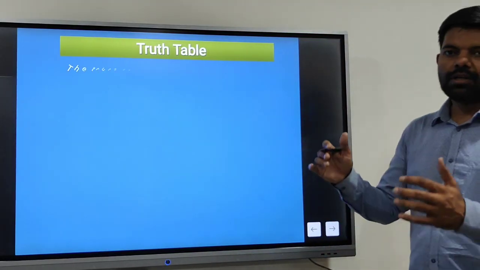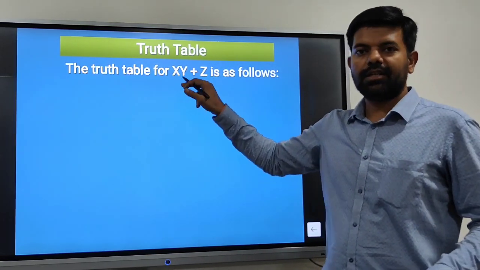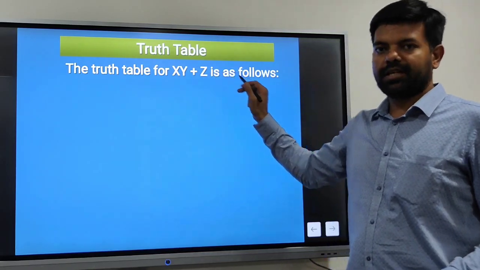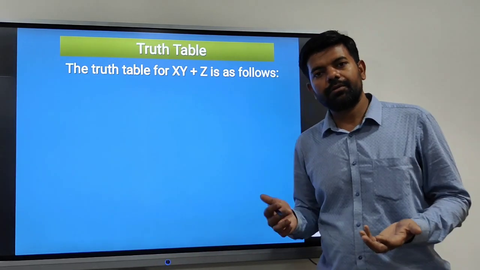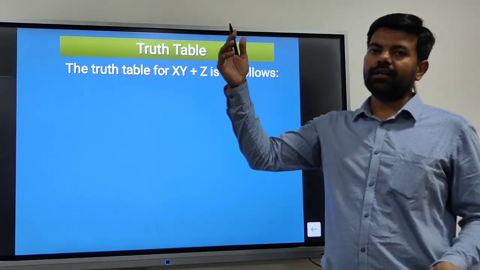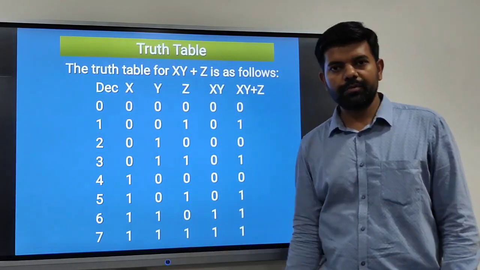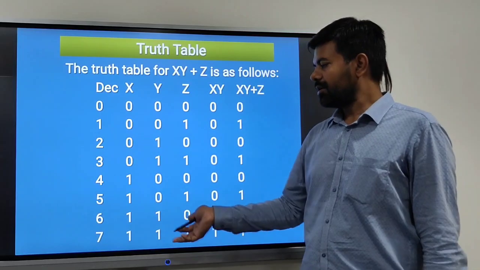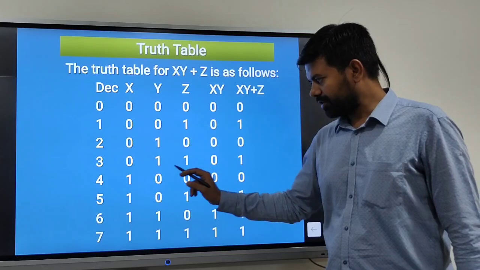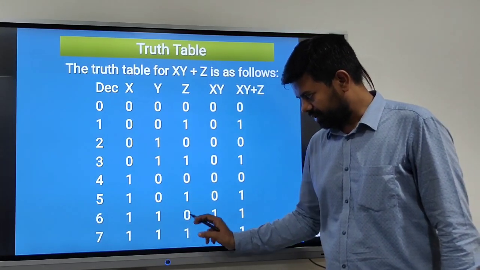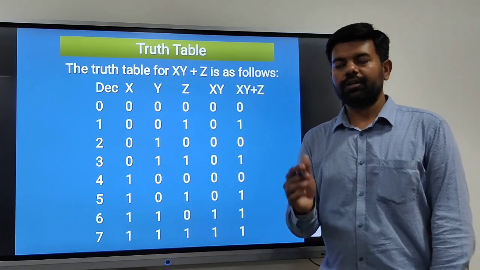Truth table. Now we will make a truth table for the Boolean expression xy plus z, that is x multiplied by y, plus z. We have three variables x, y and z. Now the possible outcomes become 2 to the power n, that is 2 to the power 3. It becomes 8. These are the possible outcomes: 000, 001, 010, 011, 100, 101, 110, 111. These are the possible 8 outcomes for the three input variables.